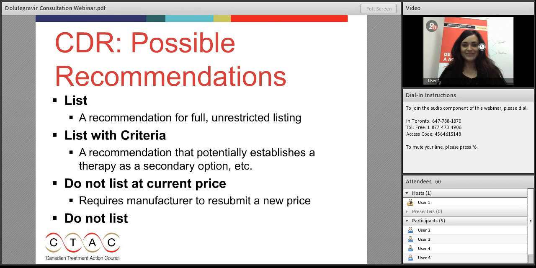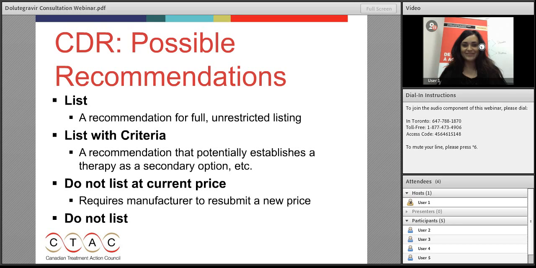Possible recommendations. When the CDR provides its recommendations based on the criteria that we discussed earlier, there are 4 possible listings that could occur. The first recommendation that the Common Drug Review could put forward is to list the drug on public formularies without any restrictions. And this is really only done if it's established that a medication is determined to be safe, efficacious, and that it will significantly reduce drug expenditures. And it's really important to note that this is very rare for the Common Drug Review to recommend full and unrestricted listing.